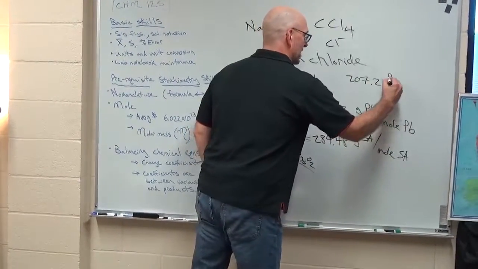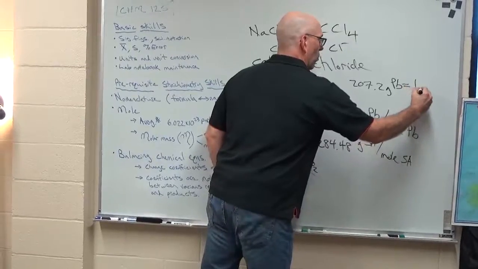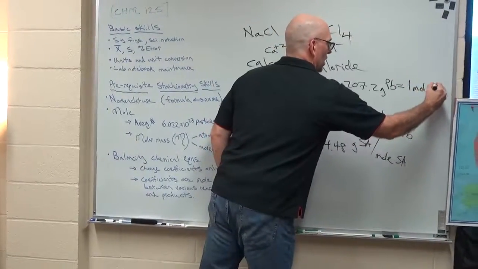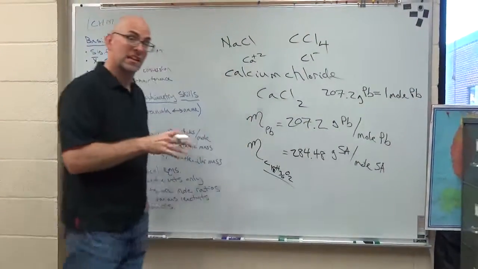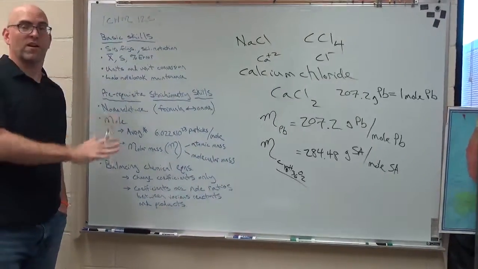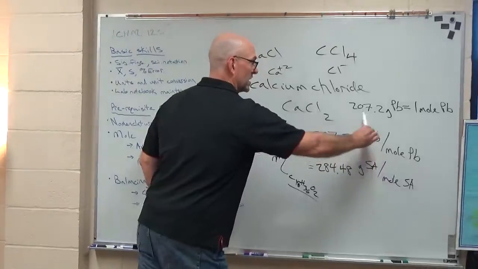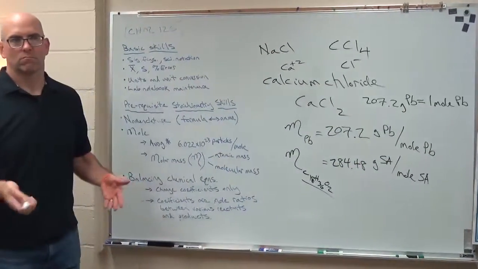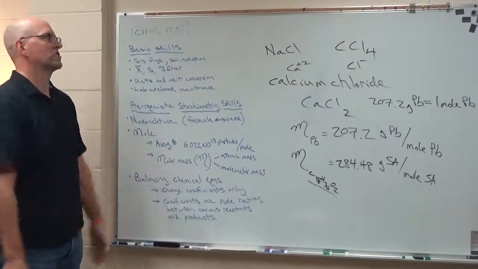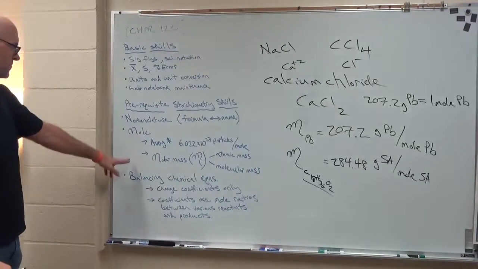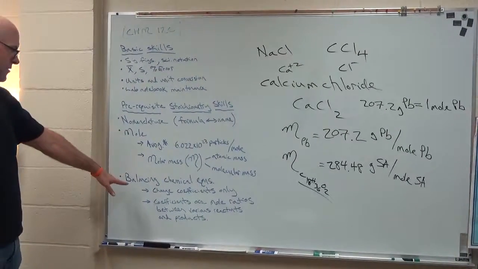207.2 grams of lead equals 1 mole of lead. If you want to do it that way and think of it as a true conversion factor, that's fine. Hopefully you get sophisticated enough to realize grams per mole is the same thing. Whatever it takes for you to understand this. All right. And balancing chemical equations.